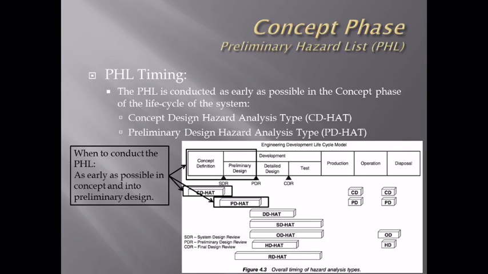The preliminary hazard list is one of the earliest hazard analysis techniques that is conducted in the system life cycle. It's conducted as early as possible in the concept definition phase of the system life cycle. It can extend into the preliminary design phase of the system life cycle. But again, it happens very early and is completed typically very early in that concept definition phase.